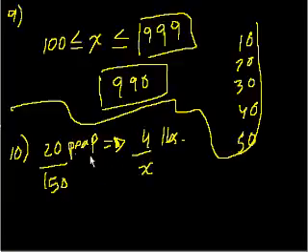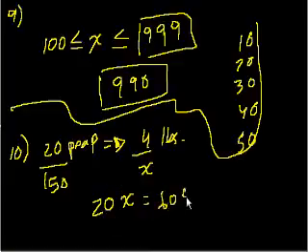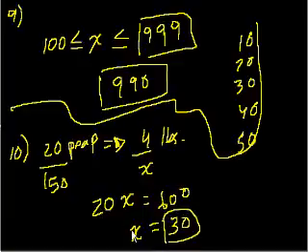And if we cross multiply, we get 20 times x is equal to 4 times 150. What's 4 times 150? It's 600. Divide both sides by 20. 600 divided by 20 is 30. We need 30 pounds of beans if we're going to do it for 150 people. The next problem.